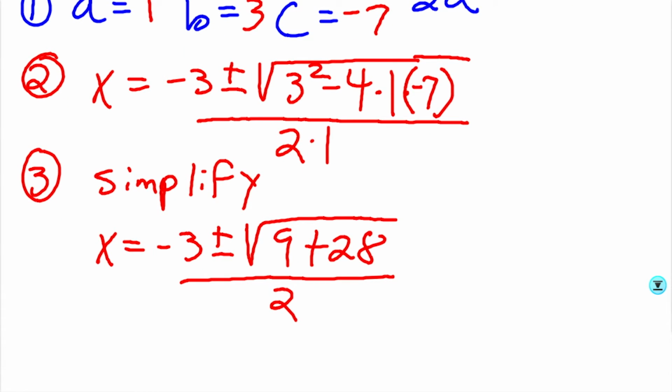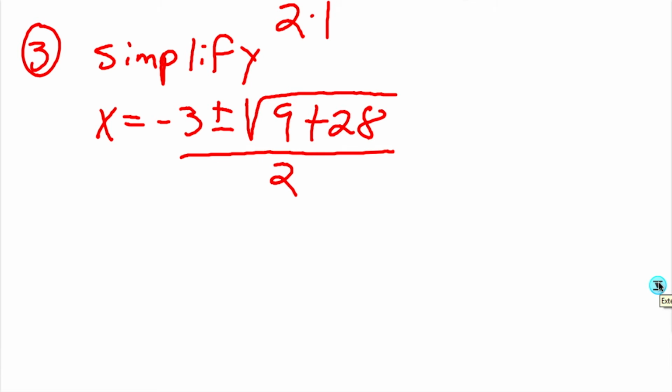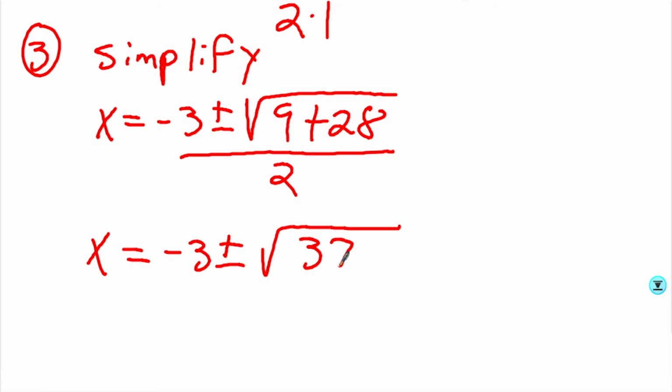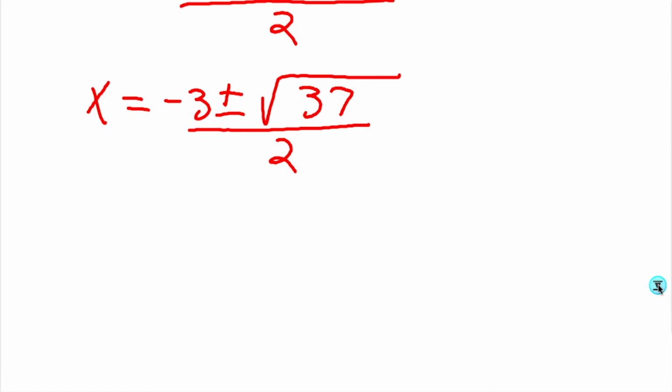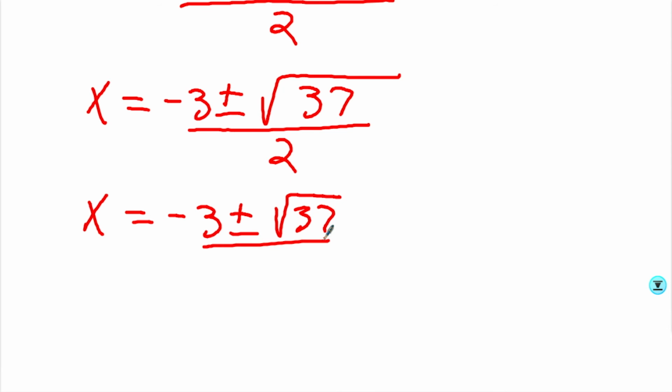Then we continue simplifying. So we're going to have x equals negative 3 plus or minus the square root of 9 plus 28, which is going to be 37, divided by 2. So now we're going to look at a negative 3 plus or minus, and we want to see if we can take the square root of 37. 37 is a prime number, so it's not a number we could take a square root of. So we can leave it as the square root of 37 divided by 2.